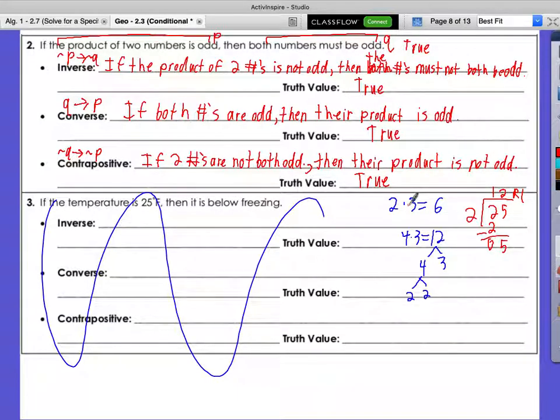That's a good question. And since our conditional is true, what do we know about our contrapositive? It must be true. It had to be true. And we end up having all four of them true. Let's flip the page. We're going by conditional, and we're doing part of our conditionals.